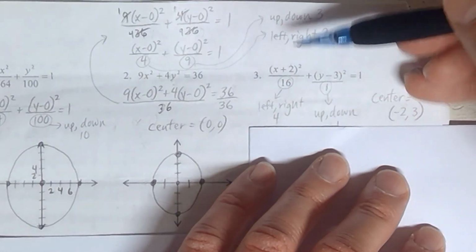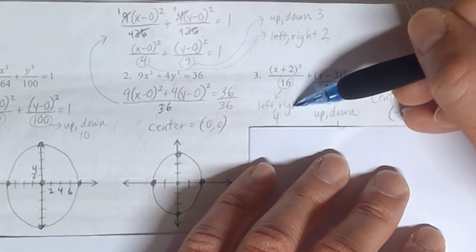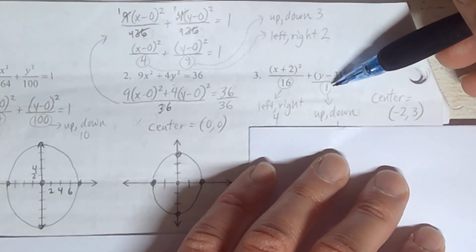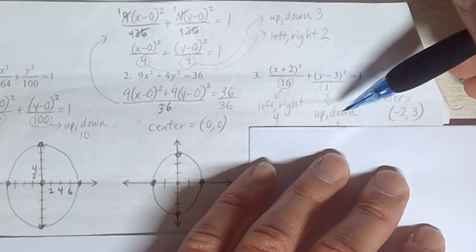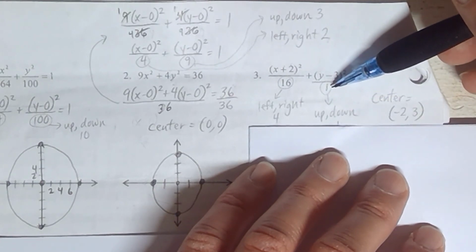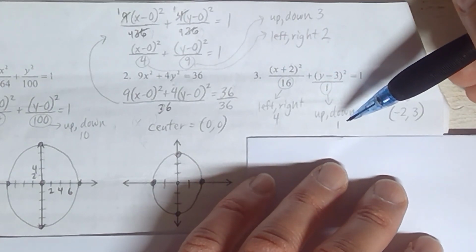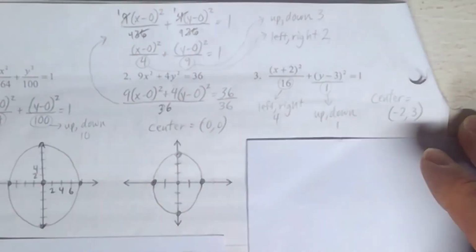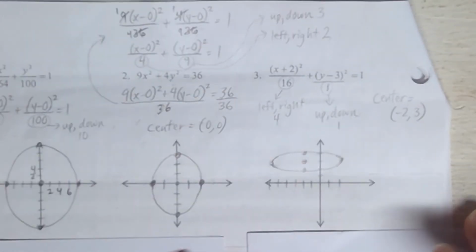All right? And since 16 is with the x, that means we're going to go left and right 4, square root of 16. And since the 1 is with the y, we're going to go up and down. And what is the square root of 1, you guys? It's 1. And so we're going to go up and down 1. This is going to lead to a really skinny, narrow ellipse.